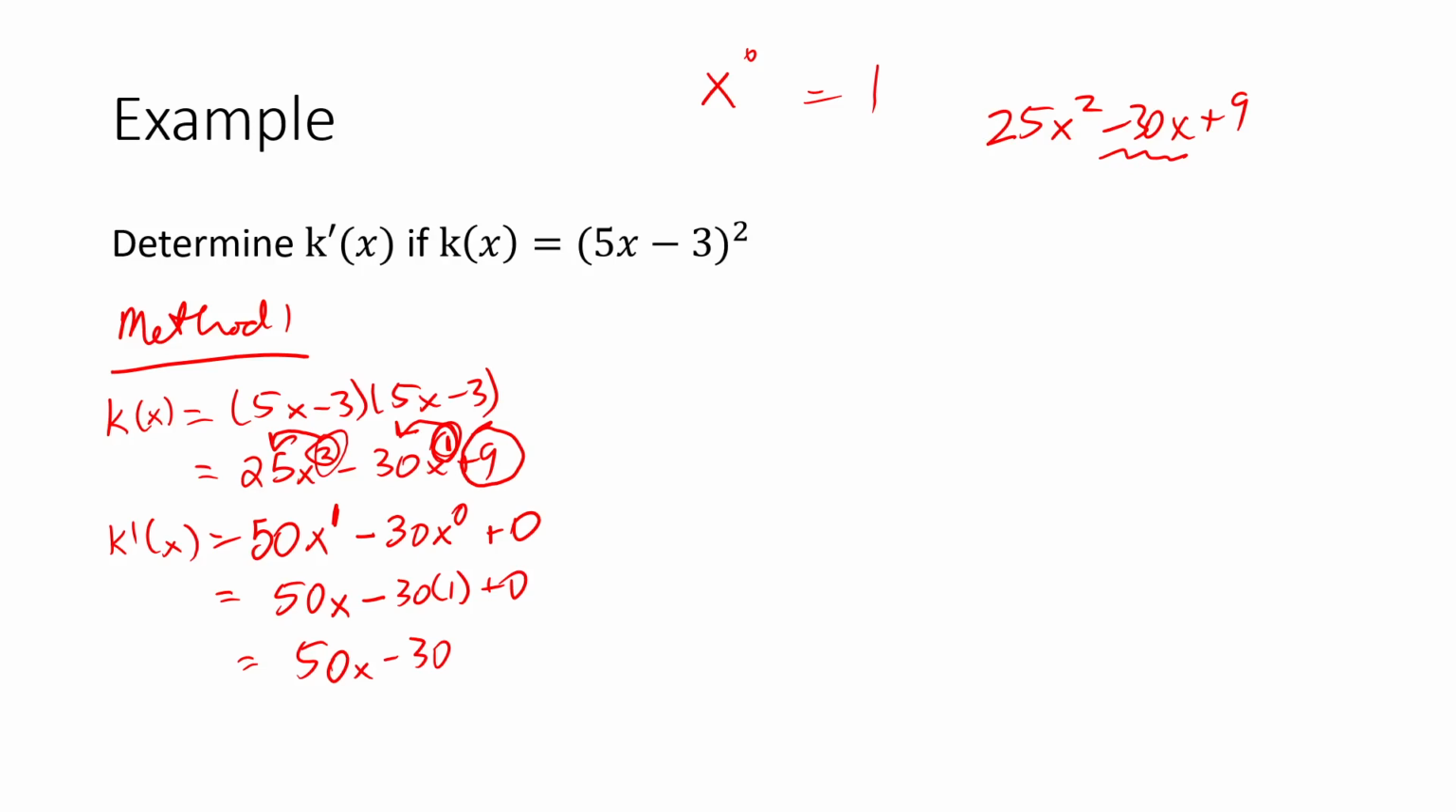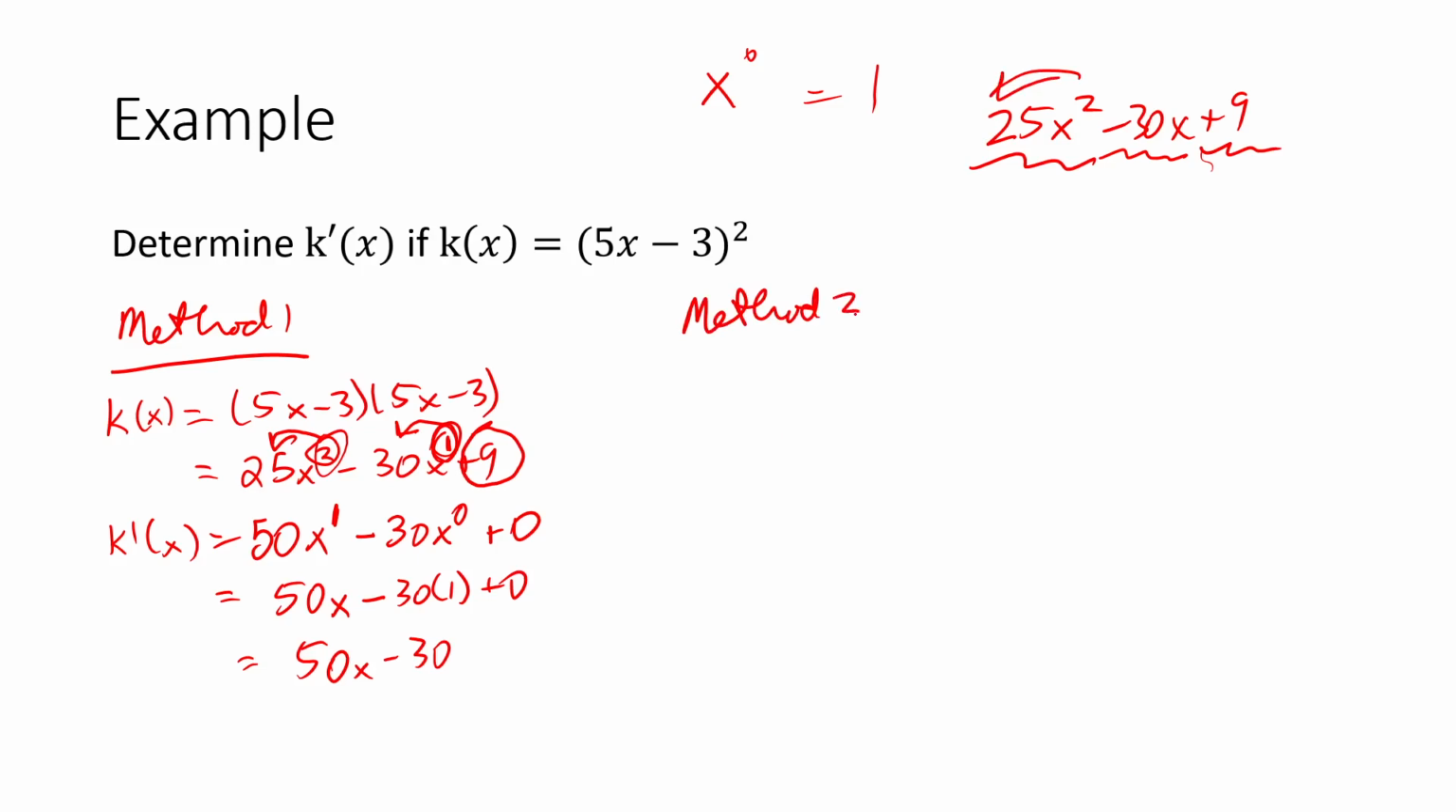So in this case, the derivative of negative 30x is negative 30. And then anytime you have a constant term where there's no x at all, the derivative of that term will be 0. It just falls away. And then the derivative of this 25x squared term, well, we're going to figure that out using the power rule. Okay? Okay, now I could also do method 2 here.